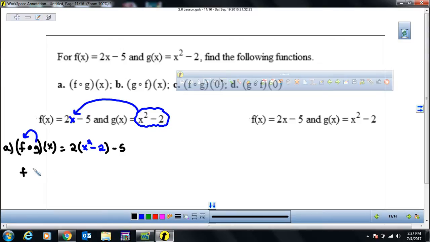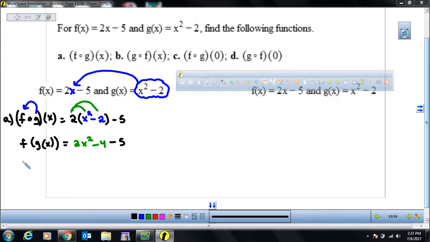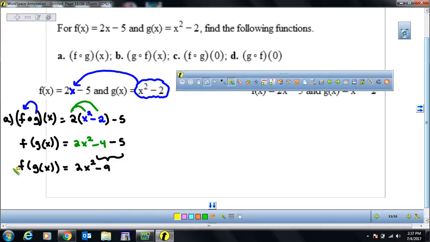So remember that this f of g is the same as this, right? F of g of x. So we're going to simplify by distributing first. We're going to distribute this. So that gives us a 2x squared minus 4, and then minus 5. The last thing that we can do to simplify this is that we can combine like terms. So the like terms will be minus 4 minus 5, which is going to be a minus 9. So 2x squared minus 9 will be the answer for this function, f of g of x.